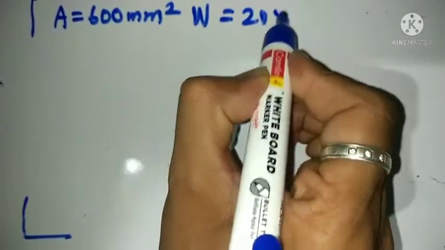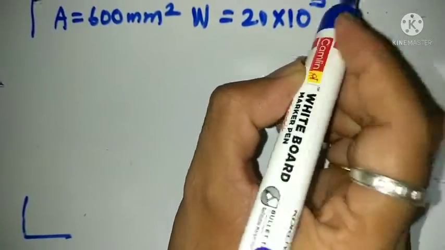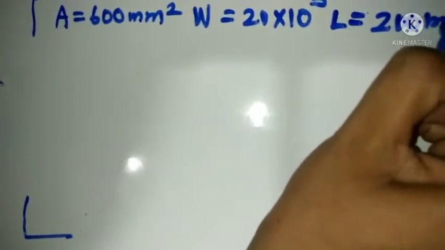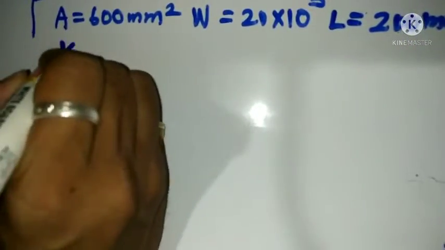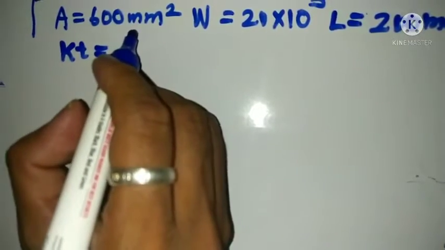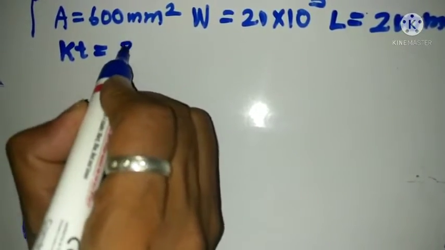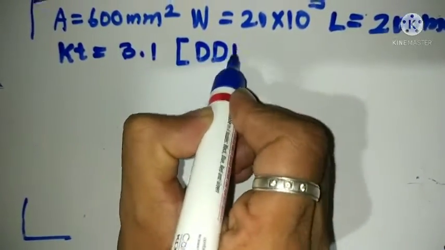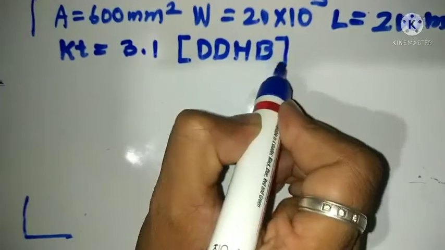The load applied is 20 kilonewton, that is 20 into 10 raised to 3 newton. The length is 200 mm. So we will solve the problem further. The KT is a stress correction factor, 3.1. So we have to see the cross section and consider it from the design data handbook.